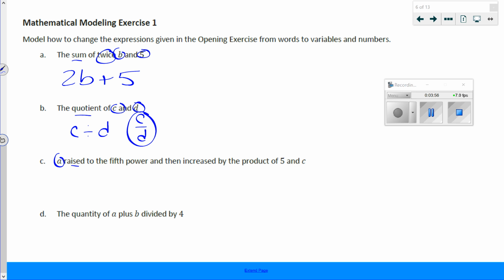Okay, A raised to the 5th power and then increased by the product of 5 and C. A raised to the 5th power and then increased, that means added, by the product of 5 and C. Do I have to have parentheses around the 5C? Why not? Good. So I don't necessarily have to have those parentheses. Would it be counted wrong if I put parentheses there? Nope. Because they are grouped together, it's not bad to put the parentheses, but because of order of operations, I wouldn't necessarily have to have them in this case, because I'm going to have to multiply before I add anyway.